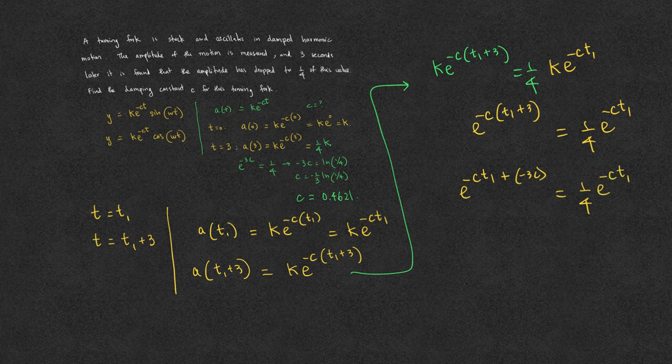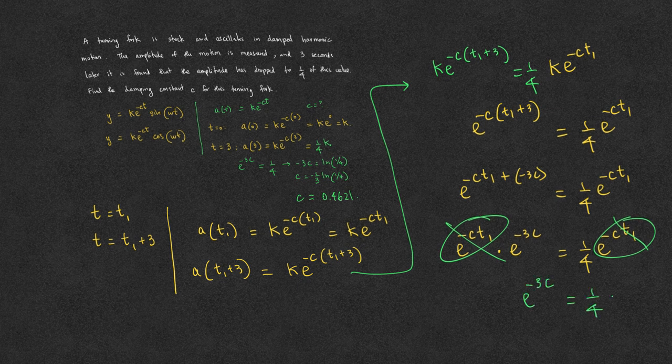But then we can separate the sum in the exponent by rewriting the left-hand side as e to the negative c t1 times e to the negative 3c equals 1 over 4 e to the negative c t1. The e to the negative c t1 on both sides cancel out, leaving us with e to the negative 3c equals 1 over 4, which is the same as the equation that we obtained earlier when we hastily assumed that we measure the amplitude when t equals 0.